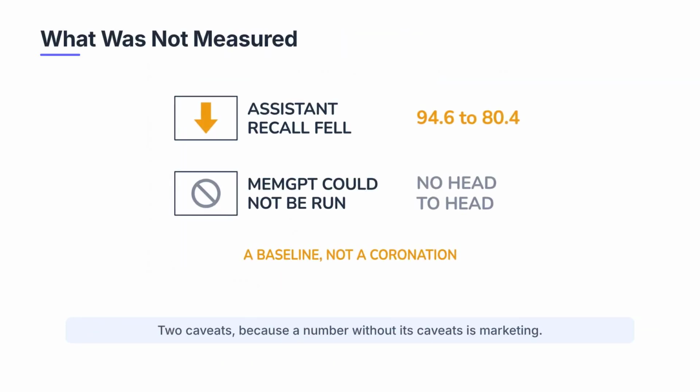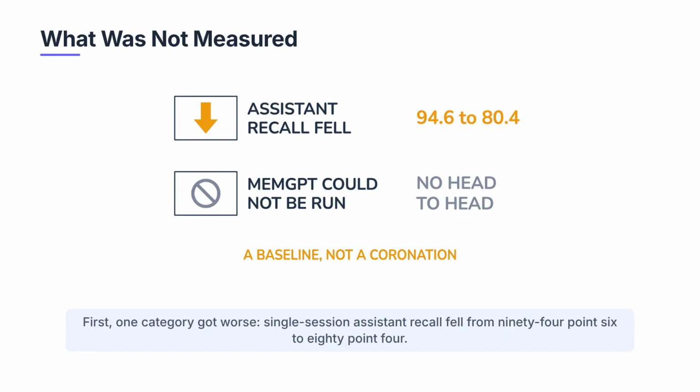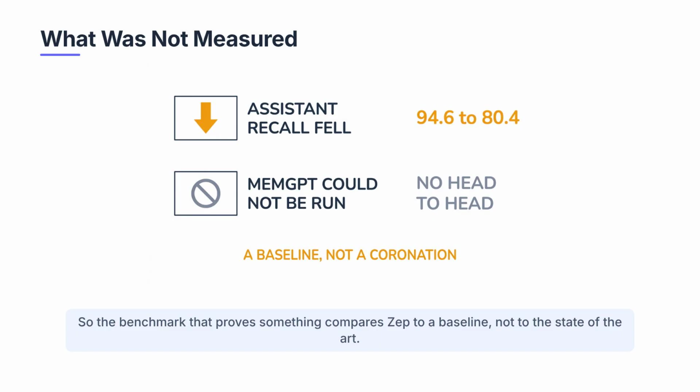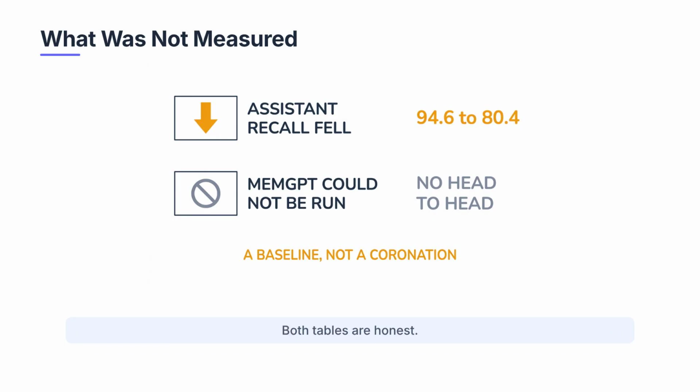2 caveats, because a number without its caveats is marketing. First, one category got worse. Single session assistant recall fell from 94.6 to 80.4. Compressing a conversation into facts loses things. That is the trade, stated plainly. Second, and larger, they could not run MemGPT on LongMemEval at all. So the benchmark that proves something compares Zep to a baseline, not to the state of the art. Both tables are honest. Neither is a coronation.